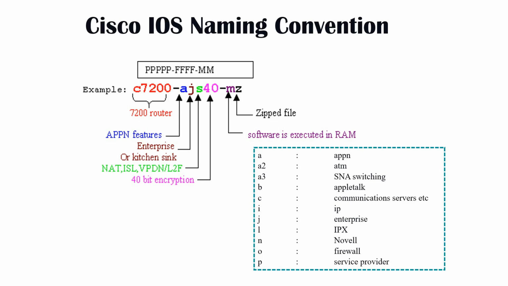The letter J indicates that this has enterprise features. The letter S indicates NAT, ISL, VPDN and L2F features. The number 40 indicates that it has 40 bits encryption enabled. The MZ indicates that this version of the iOS runs from RAM and the iOS file is compressed.